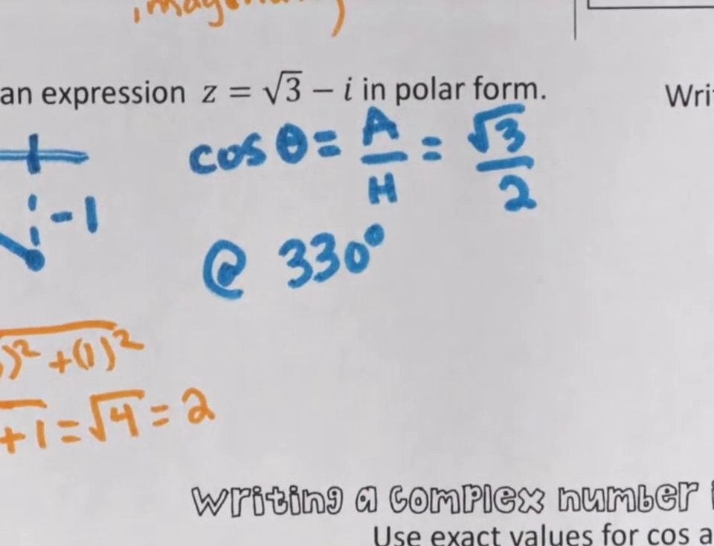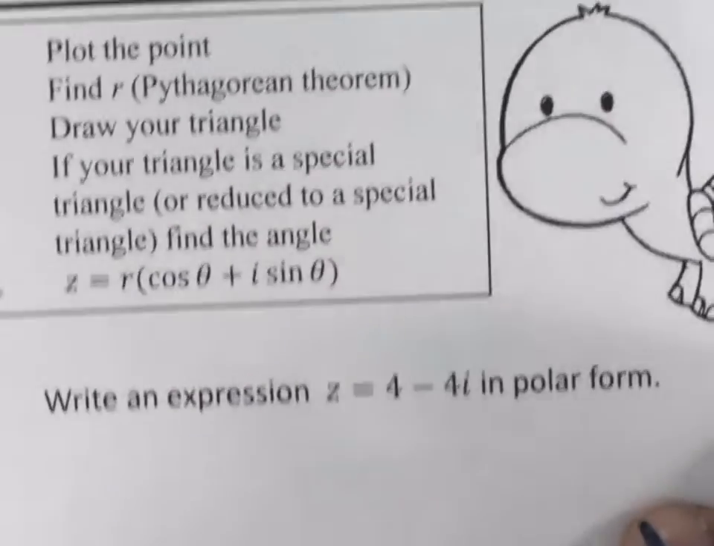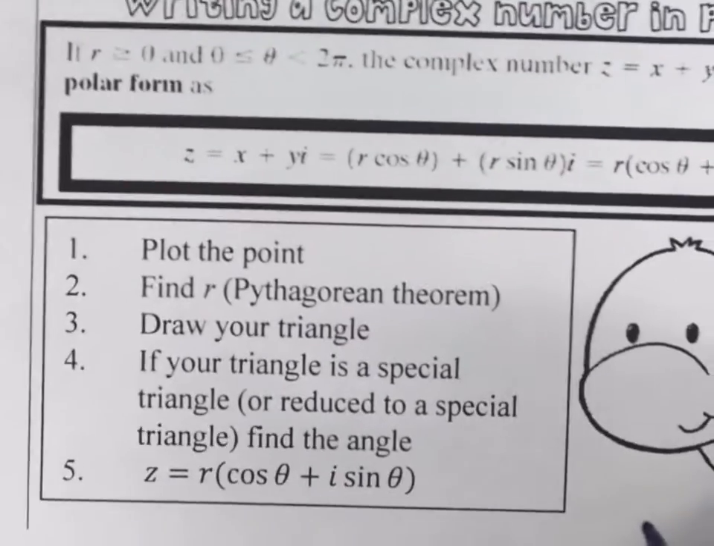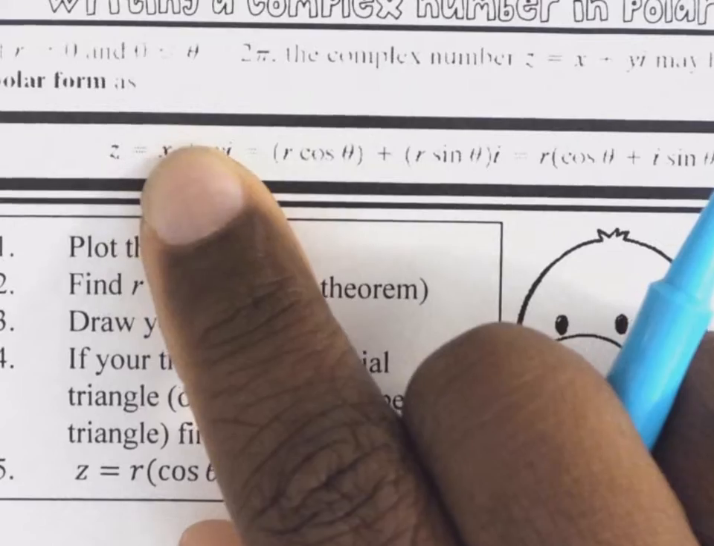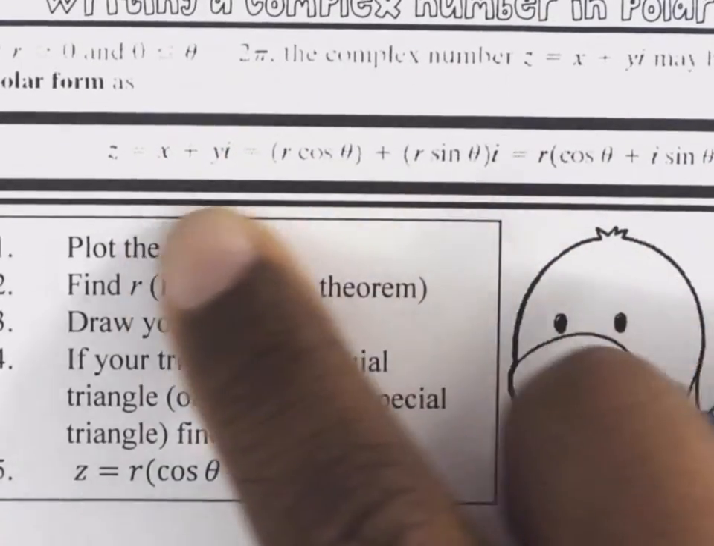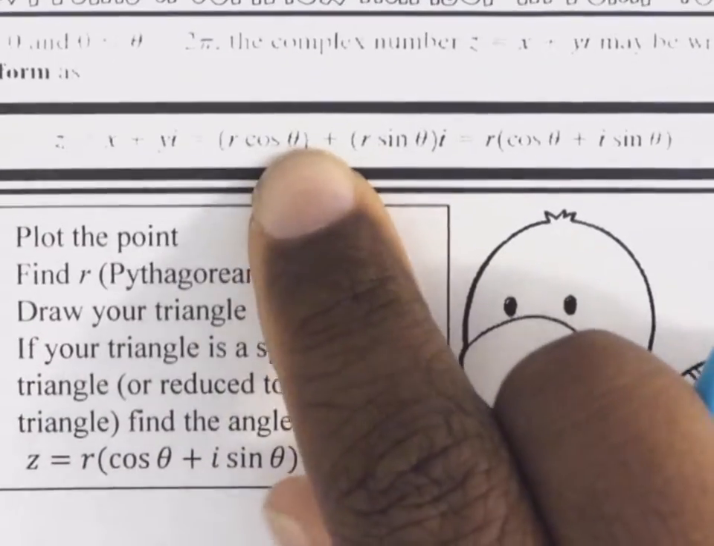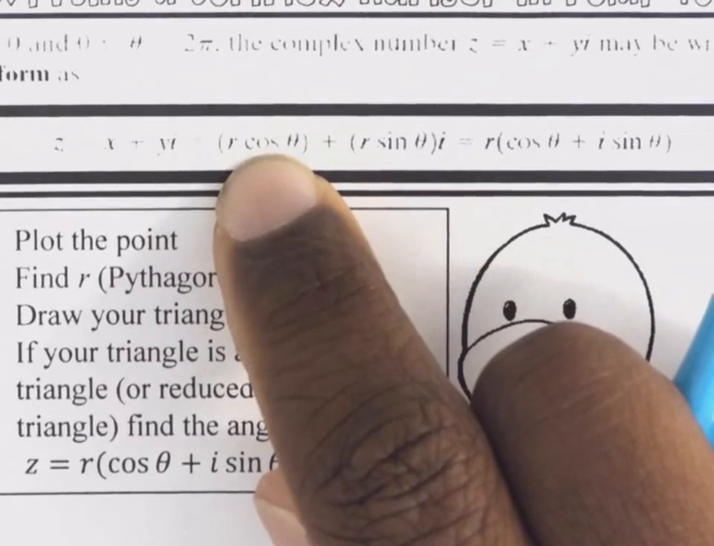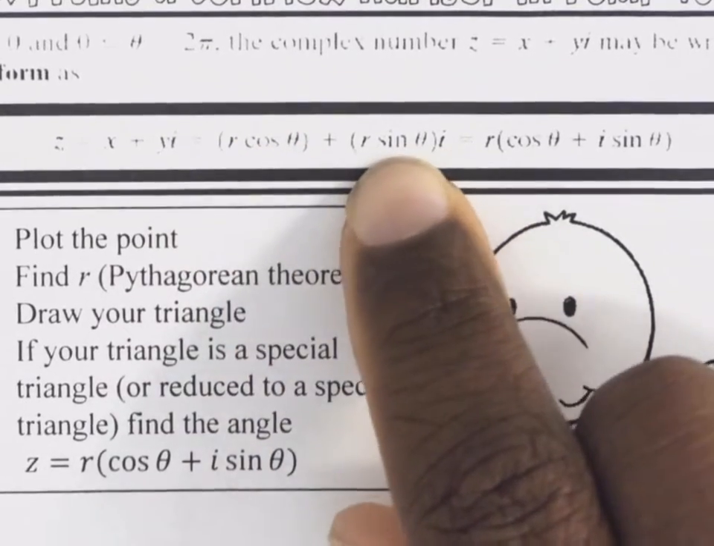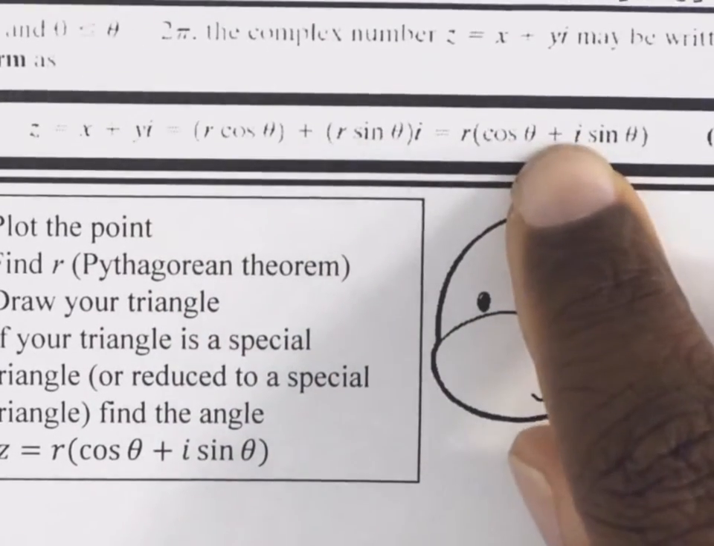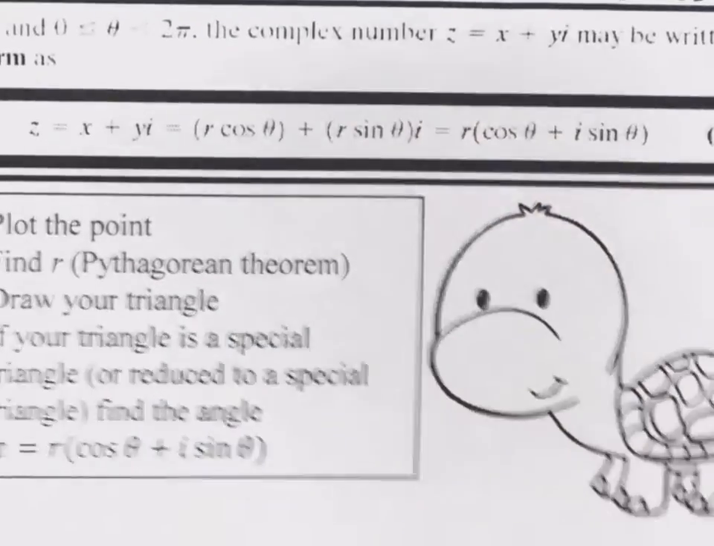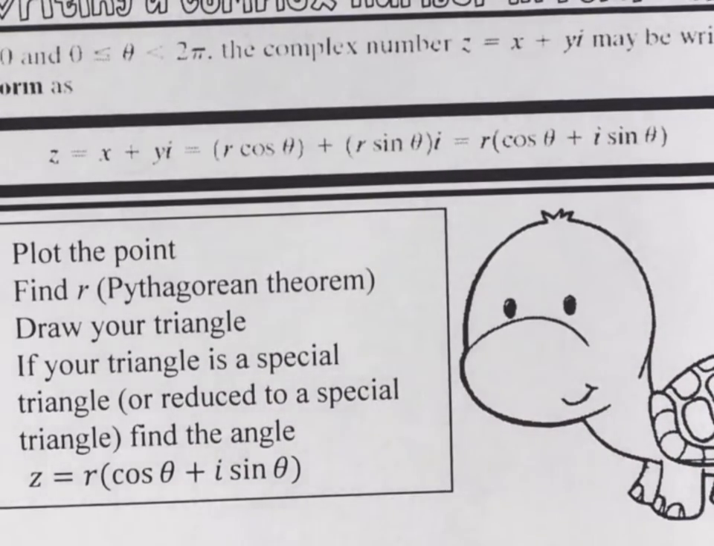Wait, how do we add the i? So what we're gonna do is, we started off with this. When we convert the other way, we'll go backwards and finish with this, but we basically say this is the x coordinate, this will be the y coordinate. When you answer it, you write it like this. So I just rewrite this. I replace r with 2, and I replace theta with 330. And that's it.